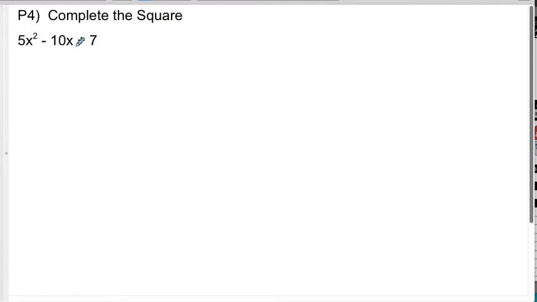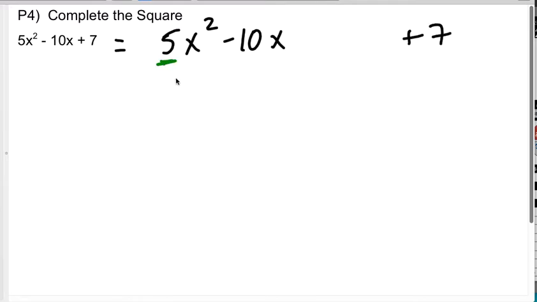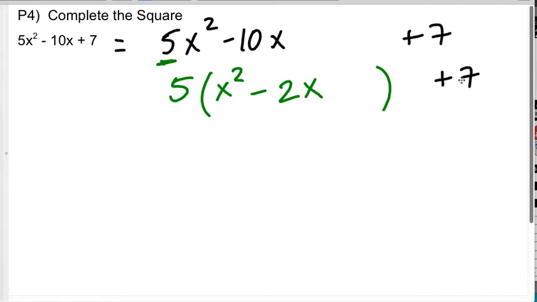So same idea, you can ignore me and pause me if you want. So I'm going to start by separating this 7 out, right? Poor 7 sitting in timeout all the way over here. Now I'm going to factor out the coefficient of x squared. So I'm going to take out a 5 and be left with an x squared minus a 2x, leave an empty space, and then that plus 7 is still just chilling outside.